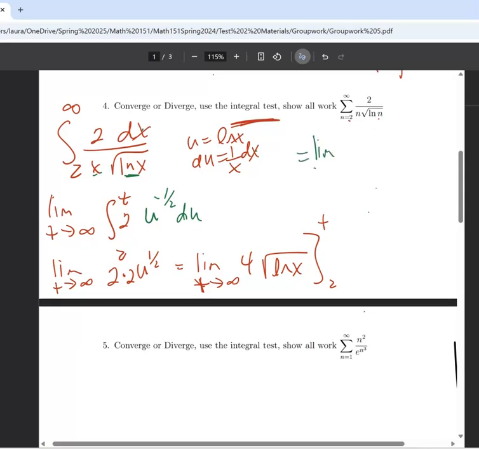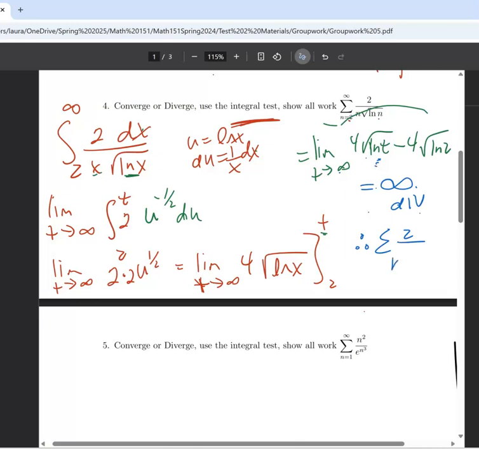So this is a necessary step. So I'd have to say limit as t goes to infinity, because I'm putting this in, right? 4 root ln of t, subtract 4 root ln of 2. So be careful. You make sure you write this step. And then you see, oh, ln of t, t's going to infinity. That's infinity. Root infinity, that's infinity. So it's infinity. So since this integral diverges, therefore this sum diverges by integral test.